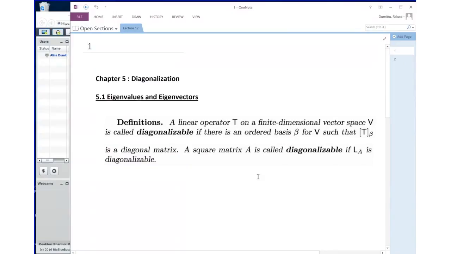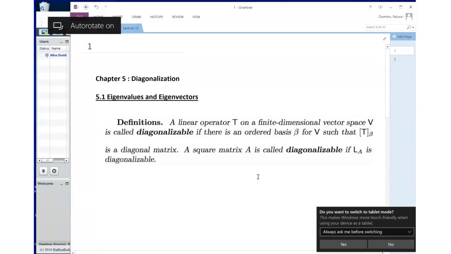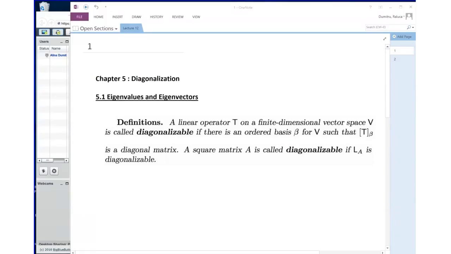So any questions on the homework? Moving to chapter 5, diagonalization.